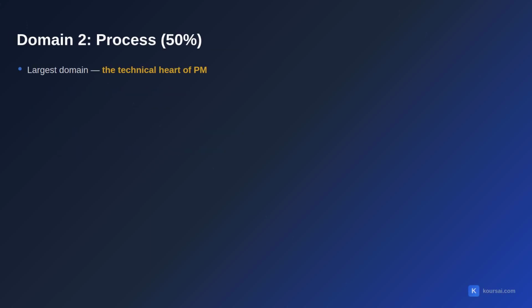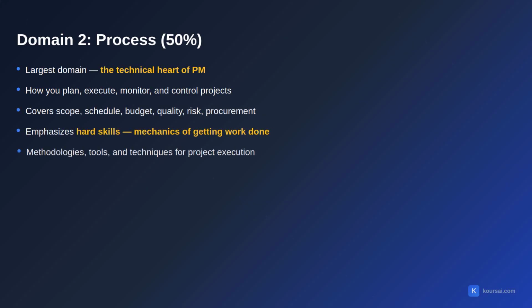The process domain is the largest at 50% of the exam. This is the technical heart of project management. It covers how you plan, execute, monitor, and control projects. This domain includes scope, schedule, budget, quality, risk, procurement, and change management. Unlike the people domain's focus on soft skills, the process domain emphasizes hard skills, the mechanics of getting work done. You'll need to understand methodologies, tools, and techniques for managing all aspects of project execution.